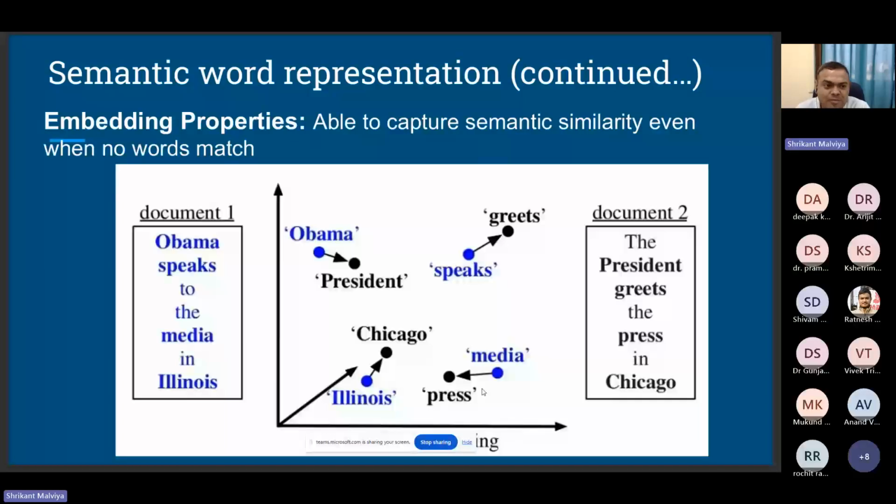So when we have a better semantic word representation, the two documents, although they don't carry any overlapping words, when we multiply their representations, we will get a higher similarity score. That's what we need to understand, and we'll find out with examples in the coming slides.